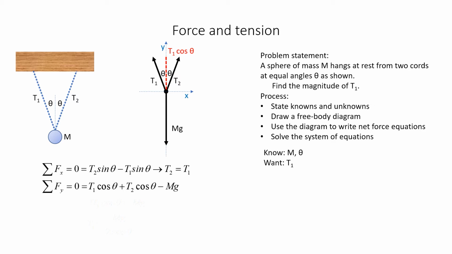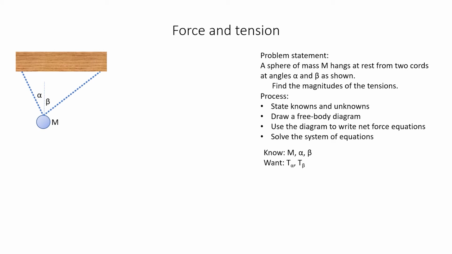In the y direction, we find the y component of T1 and T2 by taking T1 cosine theta and T2 cosine theta, and then the y component of mg is just the total magnitude mg in the downward direction. We can solve this by setting T2 equal to T1, so that becomes 2 T1 cosine theta equals mg, and just isolating T1, we get the tension equals mg divided by 2 cosine theta.